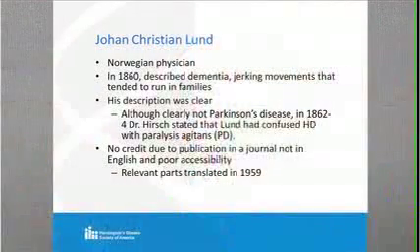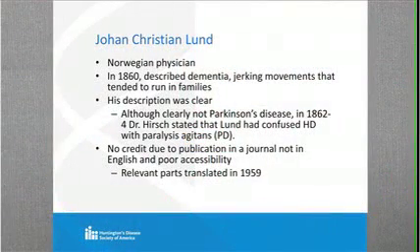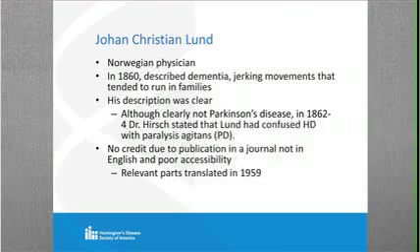In terms of the history, it's George Huntington who gets the name, but he wasn't the first to describe the disease well. Johan Christian Lund was a Norwegian physician, and in 1860 he very clearly described dementia, jerking movements that tended to run in families. Unfortunately, he published this not in English and in a journal that was poorly accessible, so his manuscript was not translated until 1959.